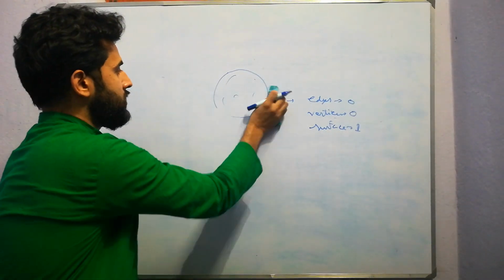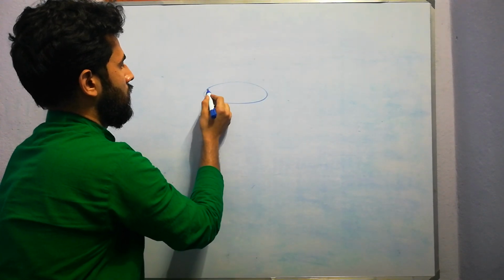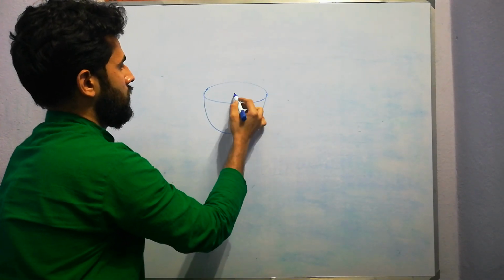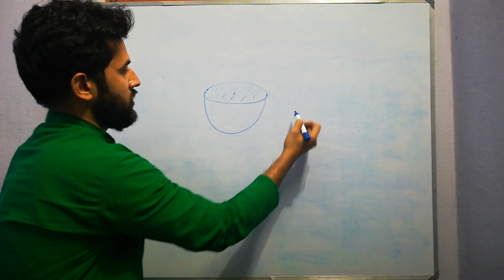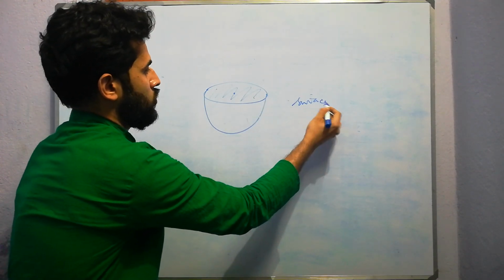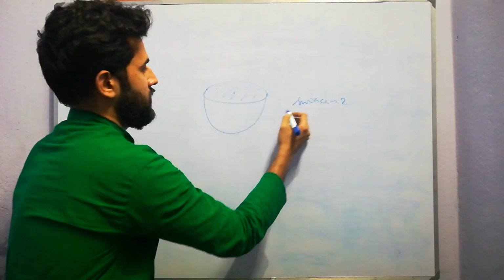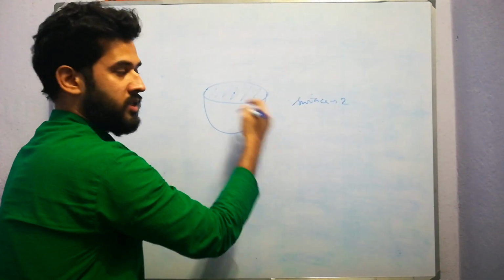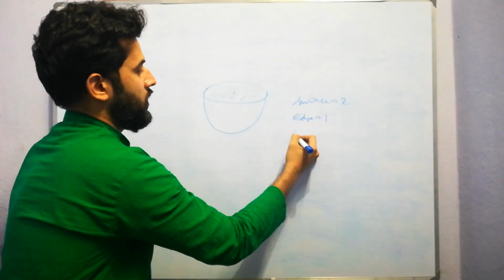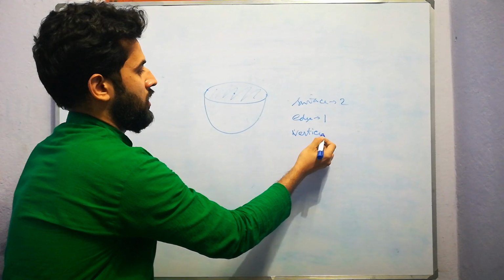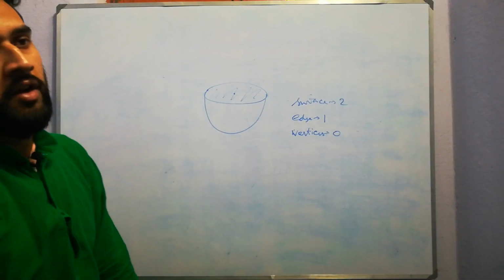The final one is the hemisphere. It has one plane surface and one curved surface, so it has 2 surfaces. Second, how many edges? 1 edge, that is curved. How many vertices? No vertices, 0. So these are some examples of 3D objects.